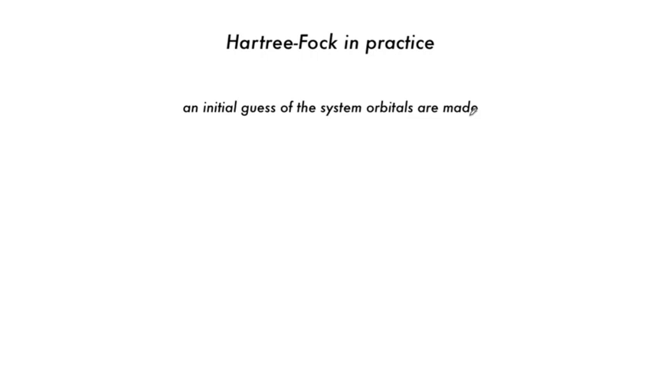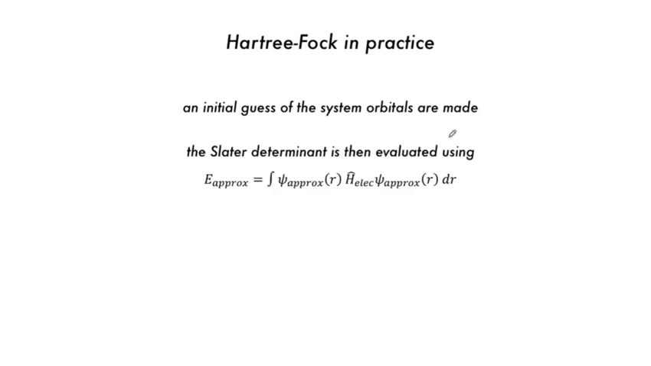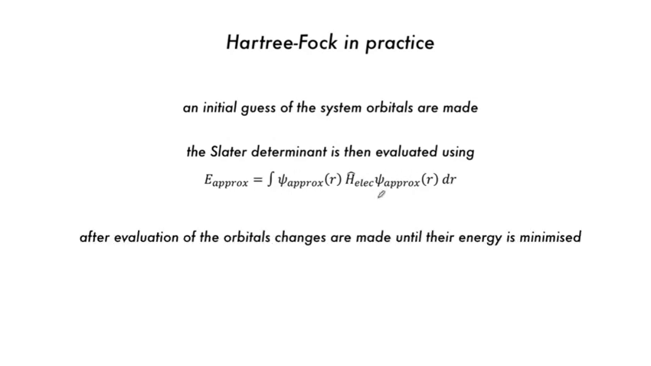So an initial guess of the system orbitals are made. The Slater determinant is then evaluated using this equation here, where the approximate energy is equal to the integral over all of the possible particles as such. And so after evaluation of the orbitals, changes are made until the energy is minimized. And once we get to that minimum energy, assuming that it's chemically significant or chemically consistent, we accept that answer and we say, okay, we've reached the minimum energy now, and we've checked that this is really the minimum energy.